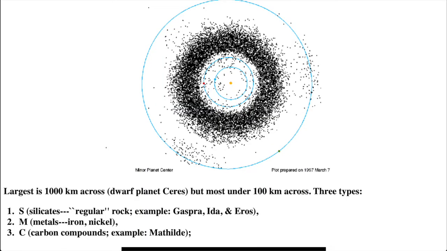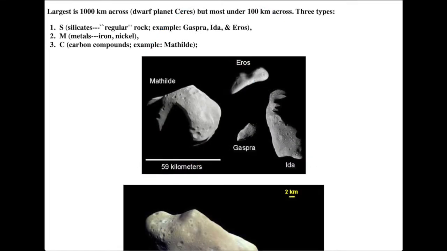The 3 types of asteroids are designated by their composition: the S, M, and C asteroids. S, for silicates, are like the regular sort of Earth rock you'd find here on the surface of the Earth. Here's a picture showing 3 examples of some S-type asteroids that have been visited up close by spacecraft: Eros, Gaspra, and Ida. The M-type ones are M for metals, mostly iron and nickel, like you'd find in the cores of the terrestrial planets, and then the C-type asteroids made of carbon compounds.